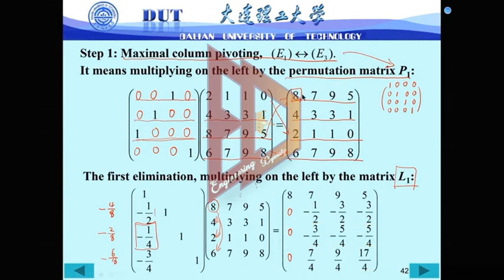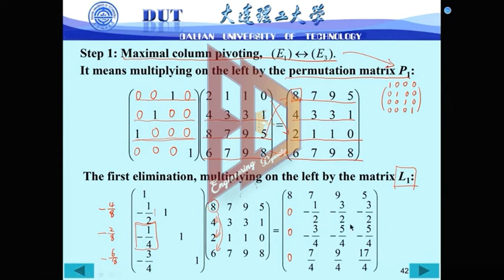So this is the first step: partial pivoting, or column pivoting. Choose new pivot 8 and do the first elimination. Are you clear? In the first step, you should know the difference is here: we choose the new pivot before elimination. Okay, let's come to step 2.